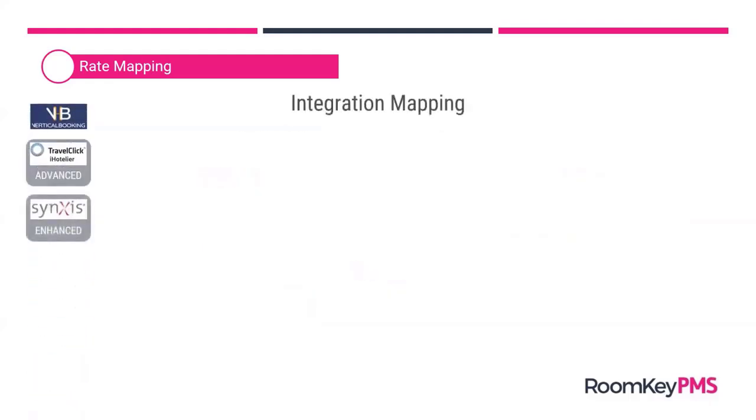Now, the next methodology that we have is our advanced integration mapping tool. And this one is actually applicable to Vertical Booking, as well as our advanced iHotelier connection and our Synexus enhanced tool as well. So if you have upgraded your connectivity partner with TravelClick iHotelier to the advanced connection, or if you have upgraded your Synexus connection to the enhanced connectivity partner, this integration mapping tool will apply for you.